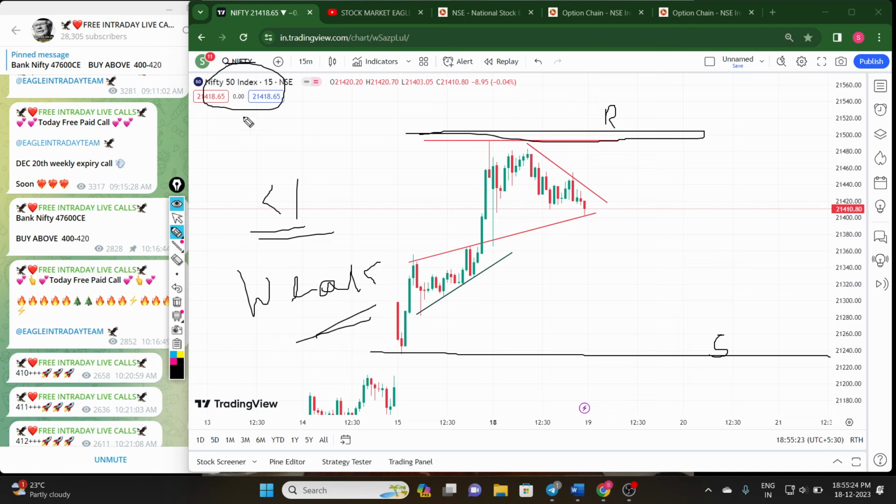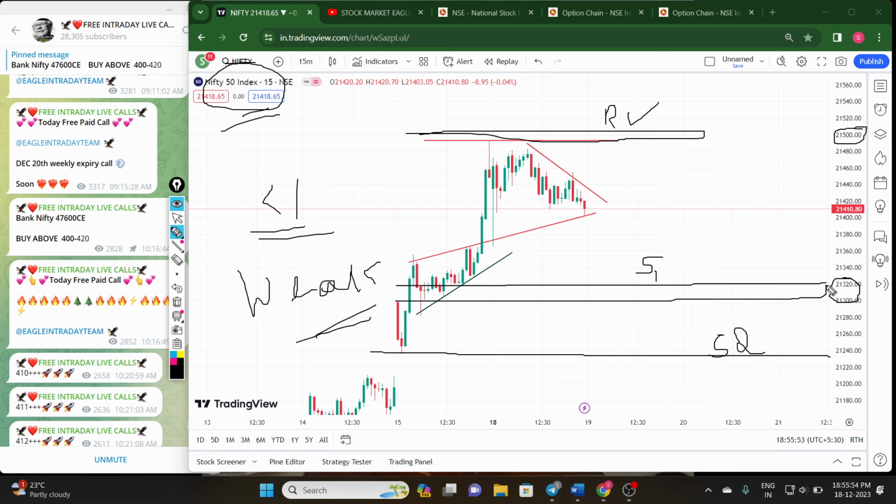So now coming to the Nifty, how to trade tomorrow. Tomorrow also Nifty 21,500 is acting as a very strong resistance zone. Similarly, coming to the support for the Nifty, 21,320 is support 1 for the Nifty. This is support 2. In case price trades below 21,300 to 320, I will consider that a downtrend will easily be possible. So this is support 1 for the Nifty tomorrow.